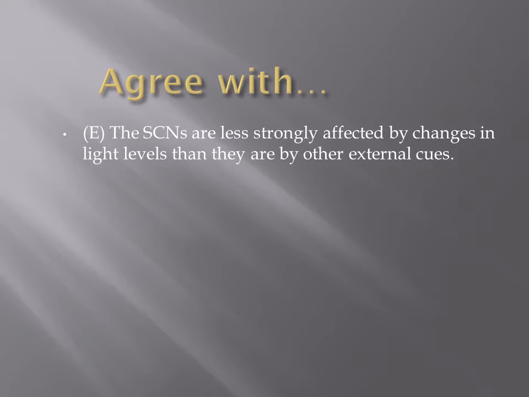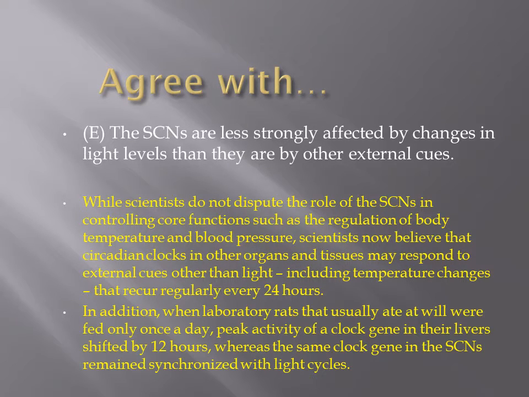And finally, we have answer choice E. The SCNs are less strongly affected by changes in light levels than they are by other external cues. And the information I found here was, while scientists do not dispute the role of the SCNs in controlling core functions, such as the regulation of body temperature and blood pressure, scientists now believe that circadian clocks in other organs and tissues may respond to external cues other than light, including temperature changes that recur regularly every 24 hours. And in addition, when laboratory rats that usually ate at will were fed only once a day, peak activity of a clock gene in their livers shifted by 12 hours, whereas the same clock gene in the SCNs remains synchronized with light cycles.